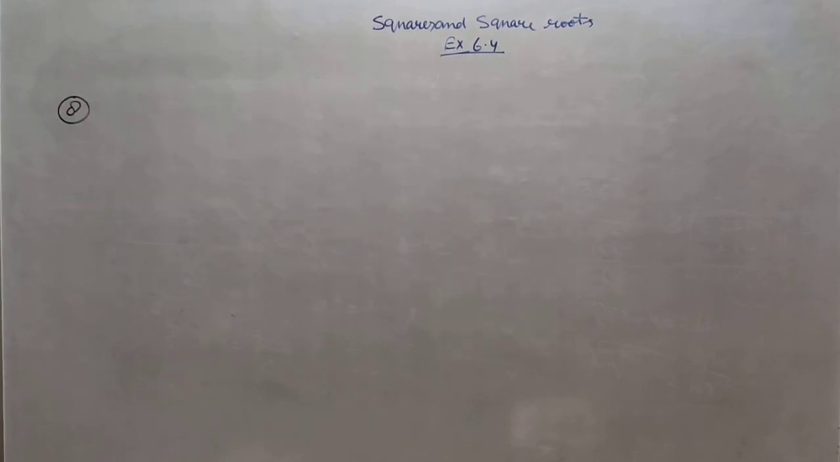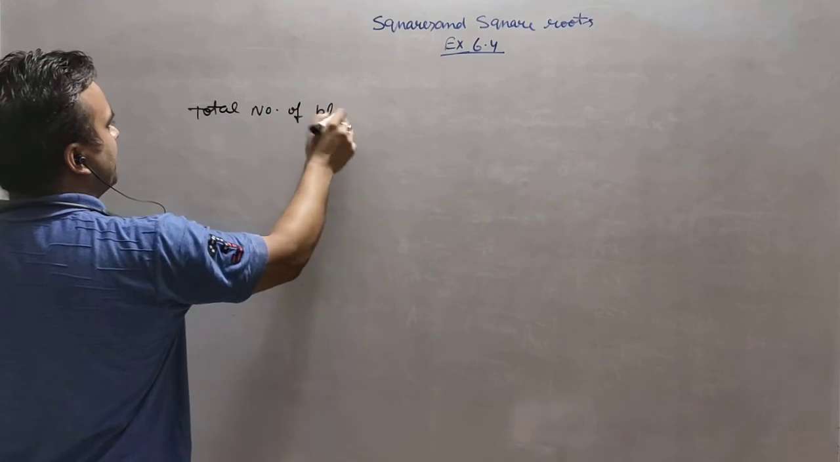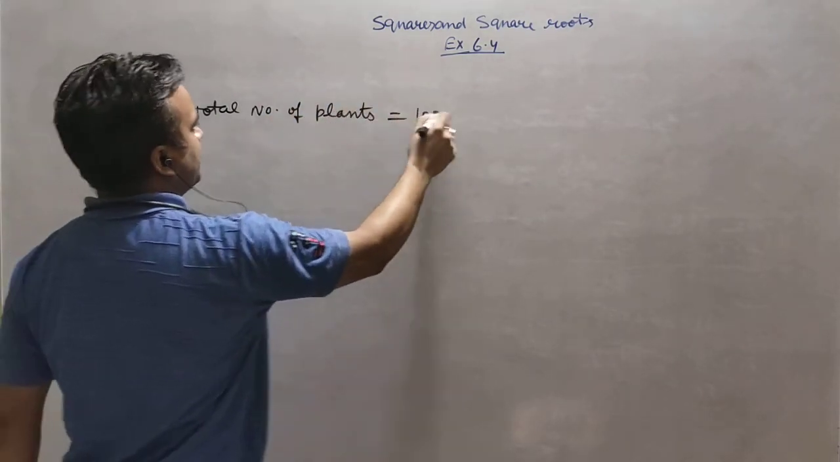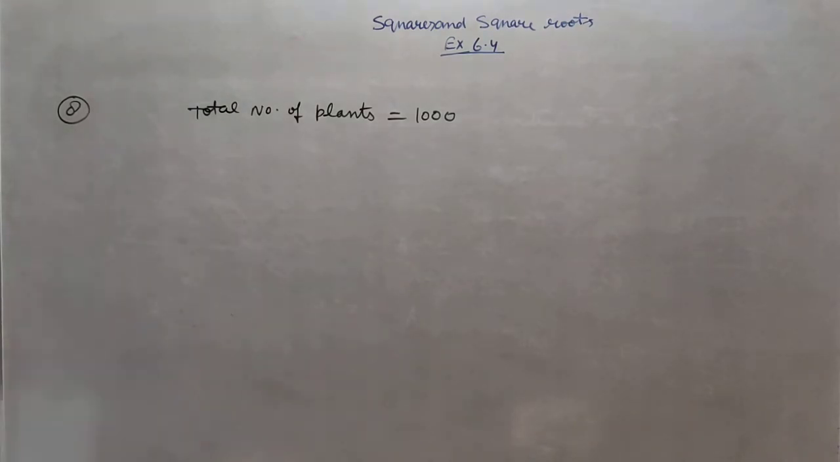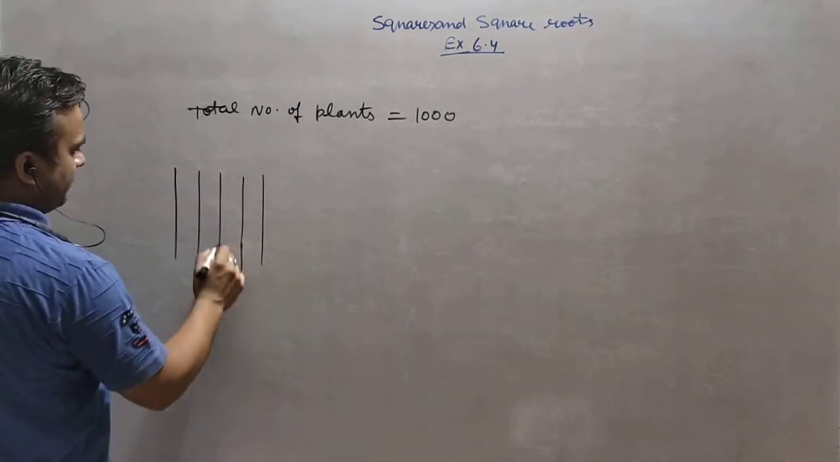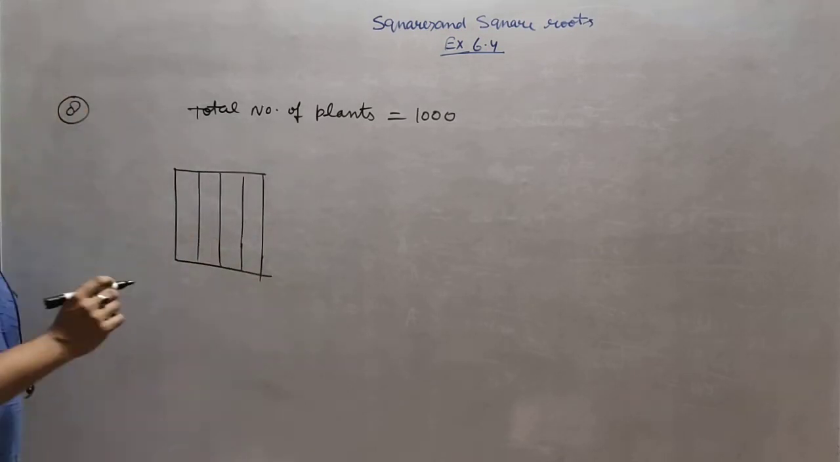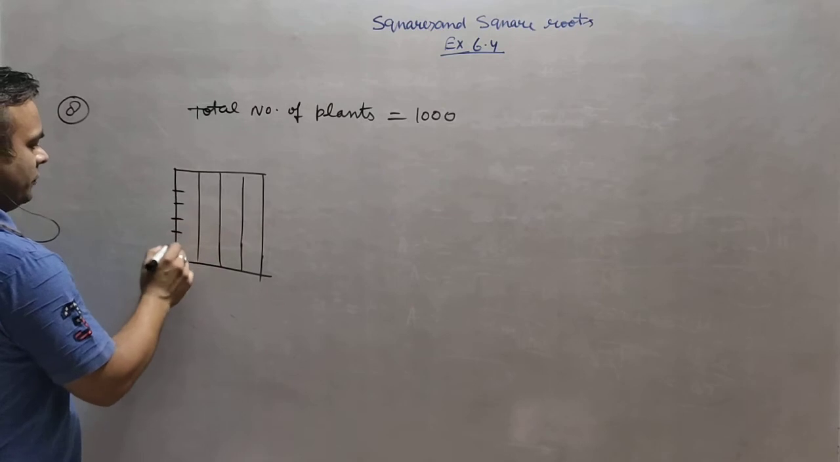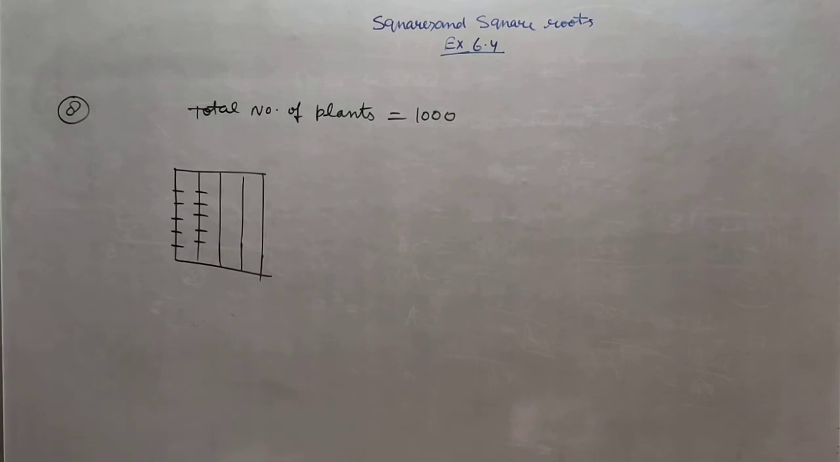A gardener has 1000 plants, right? So the total number of plants is equal to 1000, and he wants to plant in such a way that the number of rows, meaning 1, 2, 3, 4, 5, suppose I am taking 5 rows for example. So in this case I will put 1, 2, 3, 4, 5 plants in each row. That is why it will make a square, right?